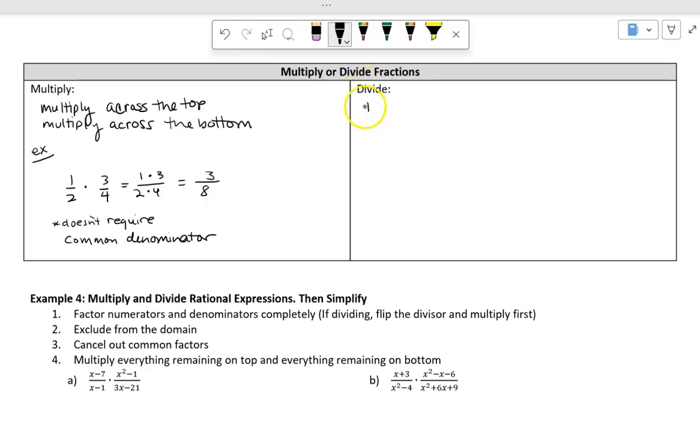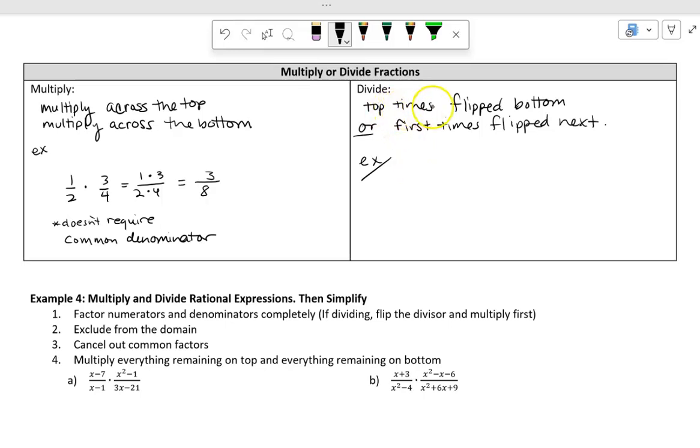It's the top times flipped bottom, or first times flip next. I'm going to do an example using just basic numbers, using the same numbers as before. Top times flipped bottom would look like this. Top over bottom would mean take the top and multiply it by the flipped bottom.